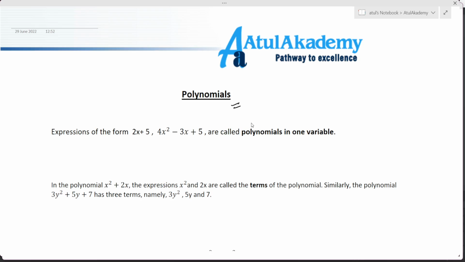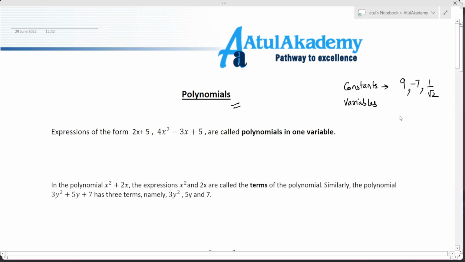So you come across two things in these algebraic expressions. One thing is called constants. Another thing is called variables. Constants: any number, if I write 9, minus 7, 1 by root 2. These numbers, either integers, real numbers, rational numbers, they all are constants.